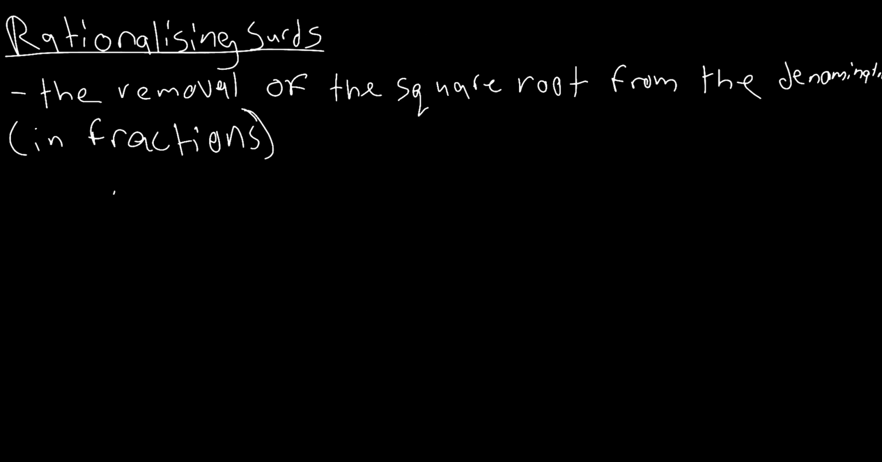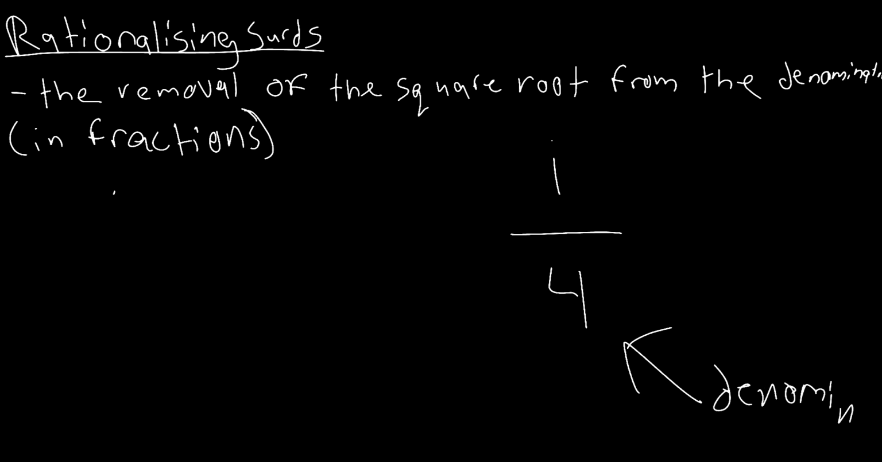Okay, so rationalizing surds. Rationalizing surds is the removal of the square root from the denominator in fractions. So if you don't know what a denominator is, just as a recap, if I have 1 over 4, this 4 over here is my denominator as it is the number at the bottom. Now the reason we do this is that examiners tend to just not like surds at the bottom of fractions.